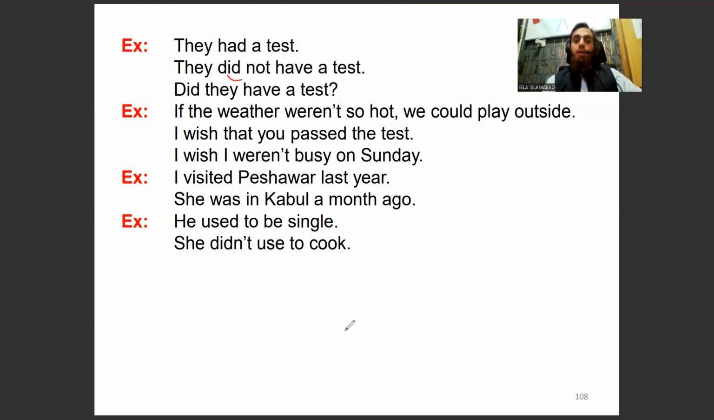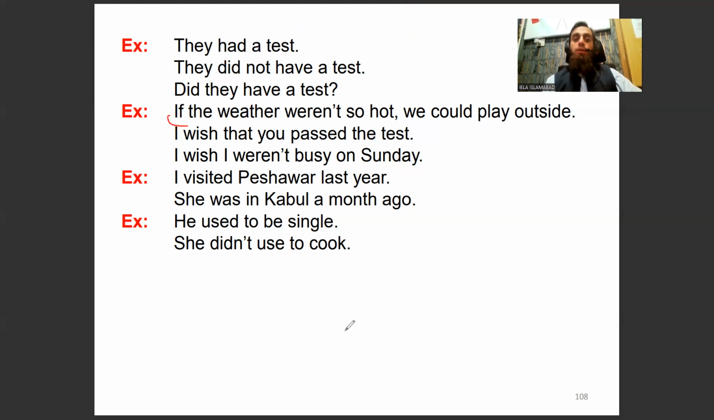Now, they did not have a test. You see, did they have a test? Now, why not had? Because we use did. When we use did, the first form of verb is used, as in the previous sentences, negative and interrogative.